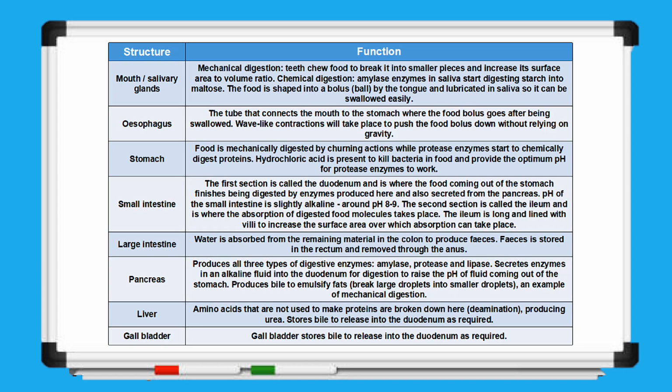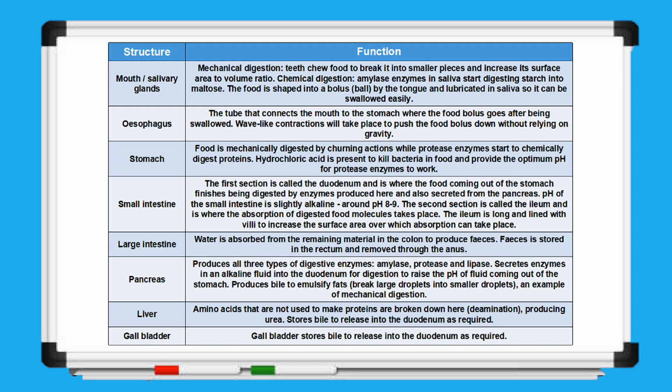So, this table presents the main structures of the digestive system and what they do. We'll start with the mouth and salivary glands. Here, mechanical digestion takes place as the teeth chew food into smaller pieces, increasing the surface area to volume ratio. At the same time, chemical digestion begins. Amylase enzymes in the saliva start breaking starch down into maltose.